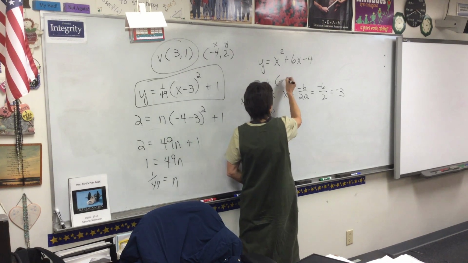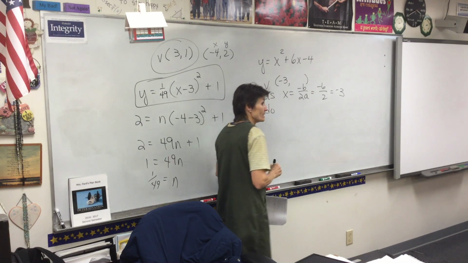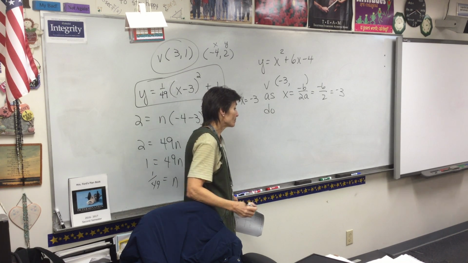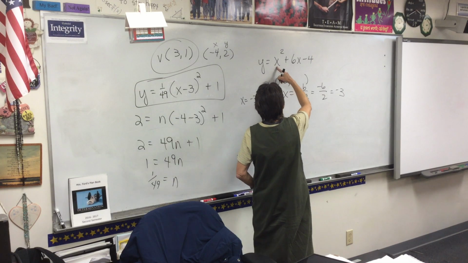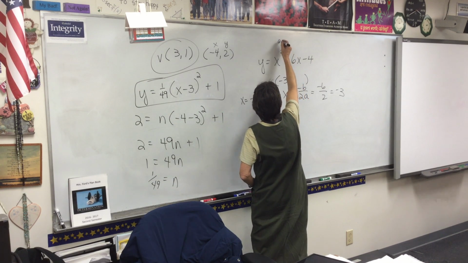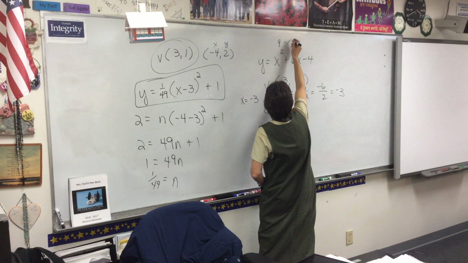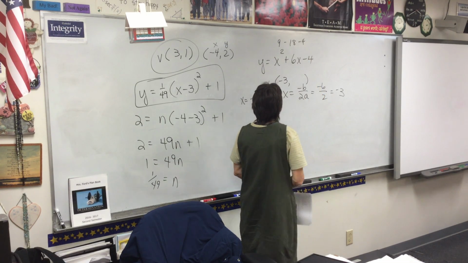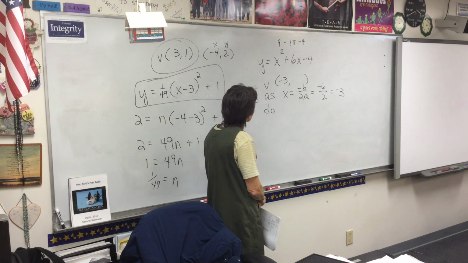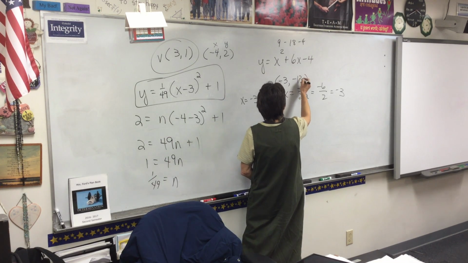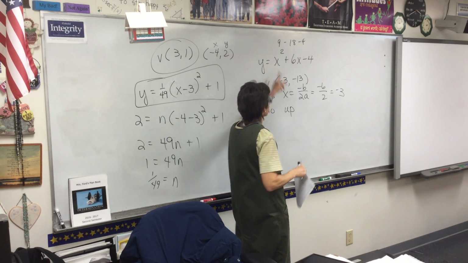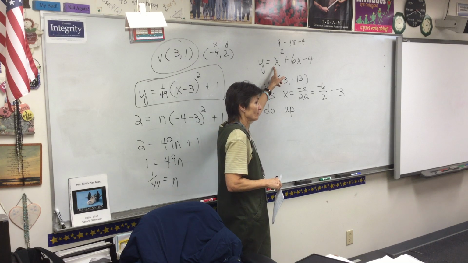So your vertex is -3 comma something, right? And how will I find the something? Plug it in. So -3 squared is 9, minus 18, 23, minus 4. -13. Perfect. And it opens up because this is a positive.